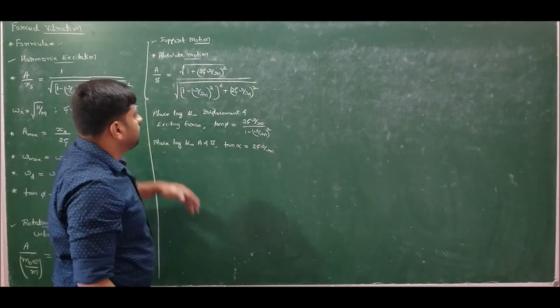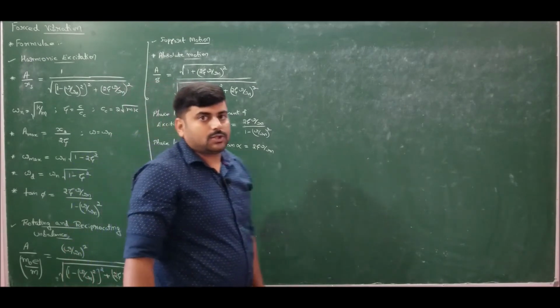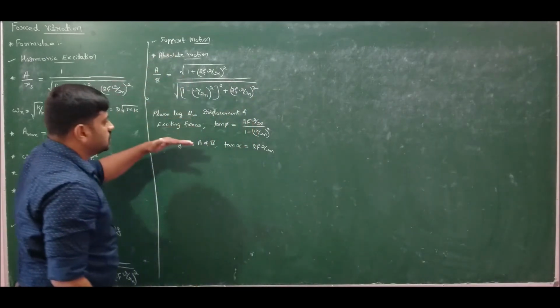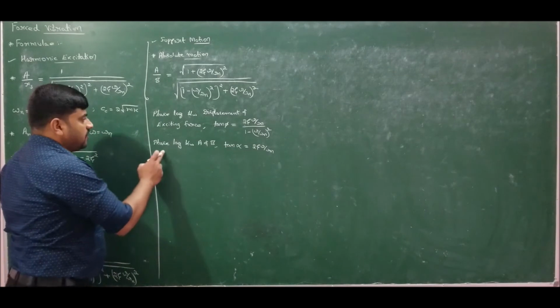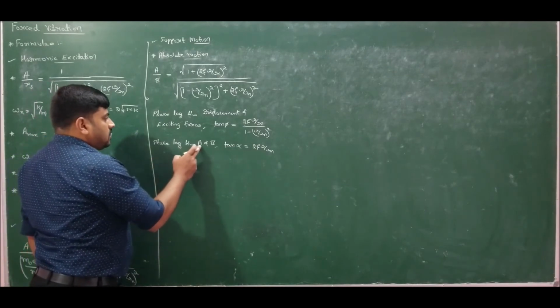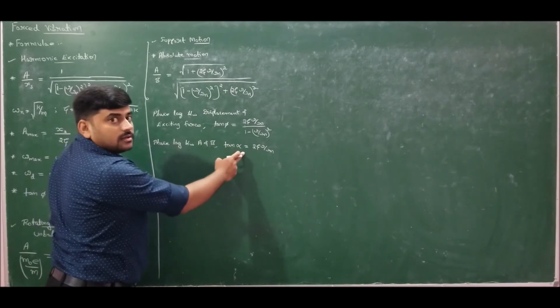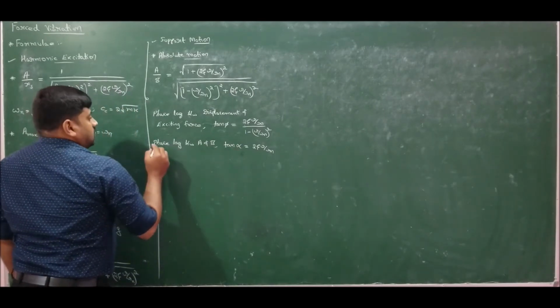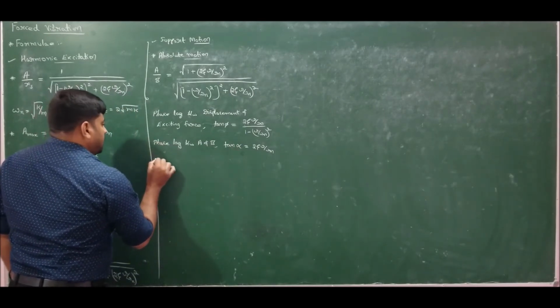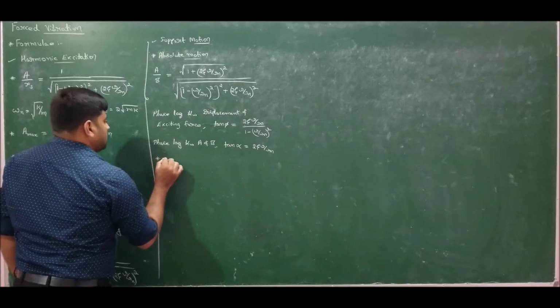Same thing holds good for transmissibility ratio. Correct? Same thing holds good for transmissibility ratio, that is, the phase lag between transmitted force and exciting force is tan alpha. Correct? Before moving further, let me complete for relative motion also.